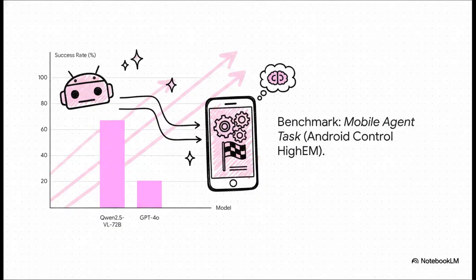And here is the big payoff. This chart shows how well these models do on a test where they have to actually control an Android phone to complete tasks. Look at this. GPT-4o scores just under 21. Qwen 2.5VL, over 67. That's not just a lead, that is a game-changing, more than 3 times better performance in the race to build AI agents that are actually useful.